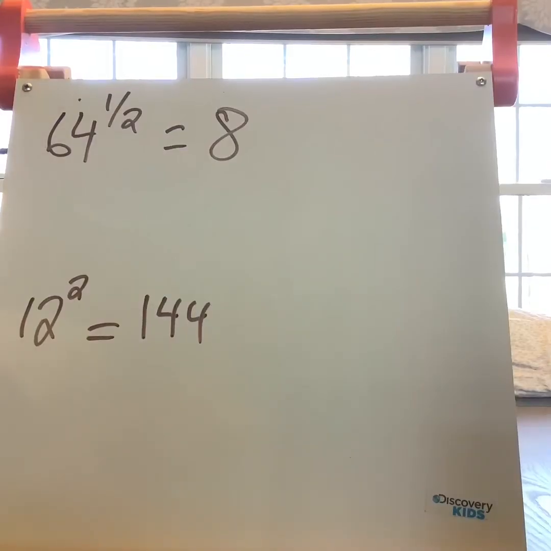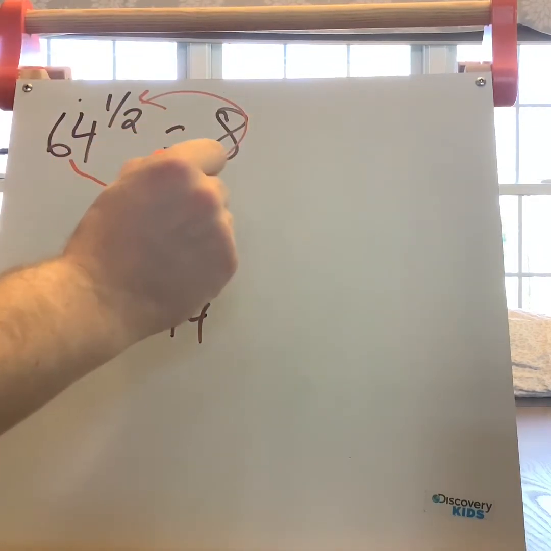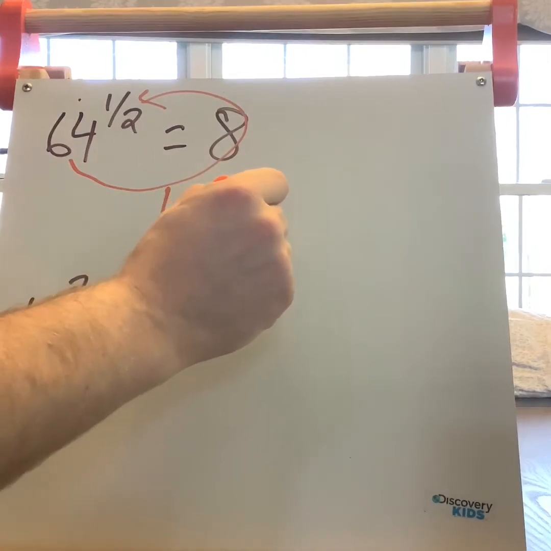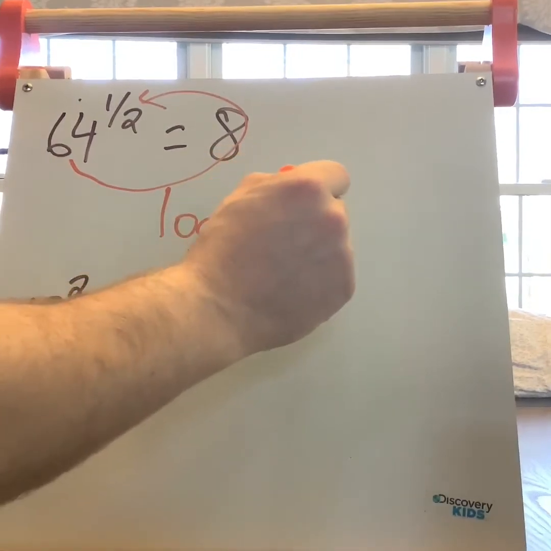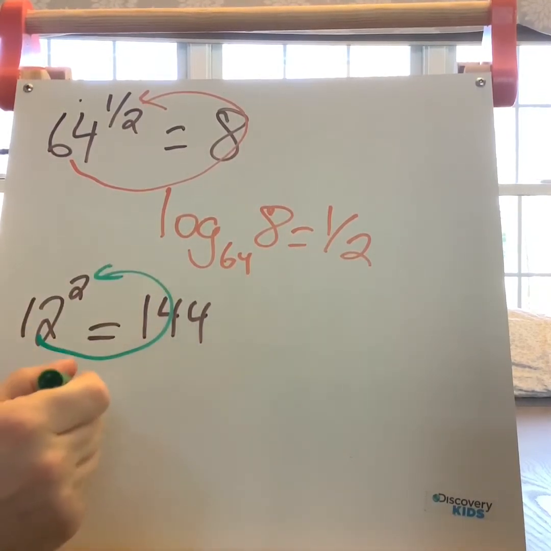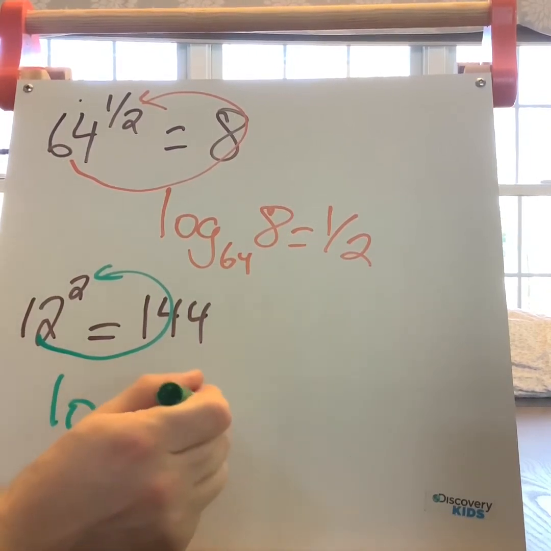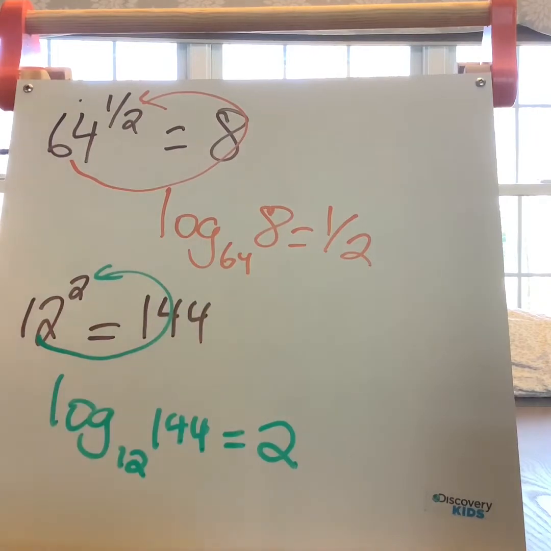So for 64 to the 1/2 equals 8. Start at 64, pass through the 8, equals 1/2. So it's going to be the log base 64 of 8 is equal to 1/2. Just like that. Log base 64 of 8 equals 1/2. And for that last one, we've got 12 squared equals 144. We loop around, and we're going to have log base 12 of 144, and that's equal to 2.